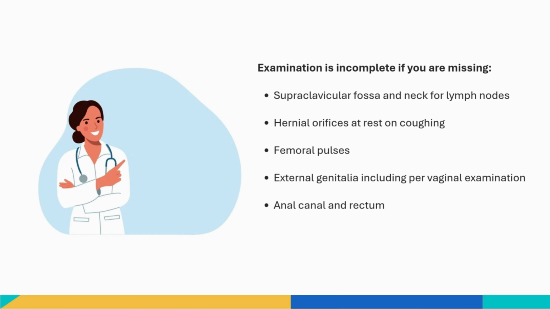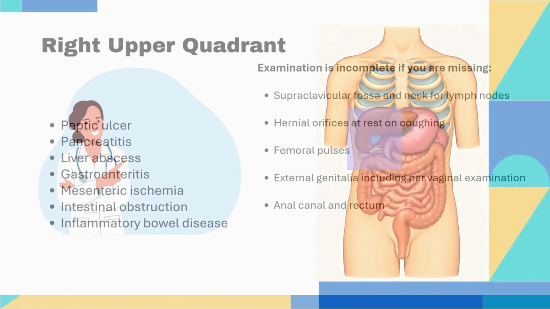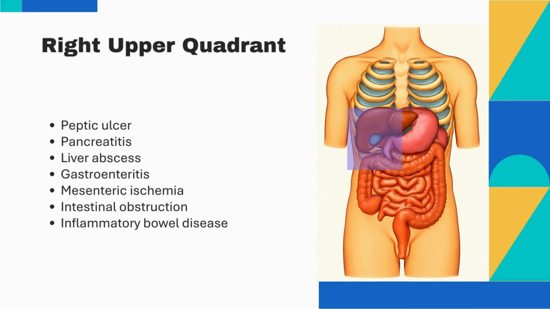It may reveal findings that the abdominal wall cannot show. Now let's take a quadrant by quadrant tour of the abdomen and understand the important differential diagnoses associated with each region. We will divide the abdomen into 4 quadrants: right upper, left upper, right lower, and left lower.